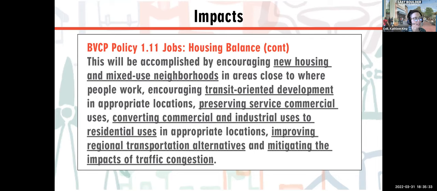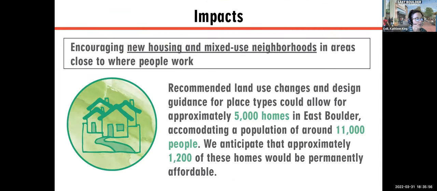to understand that the policy does not describe a desired condition for a one job to one home scenario, but the policy does describe an approach to effectively maintain a healthy economy and to manage the impacts that come along with that. So I'm actually going to walk through the pieces of this policy to describe how the East Boulder Subcommunity Plan implements this. So the first piece is about encouraging new housing and mixed-use neighborhoods close to where people work.